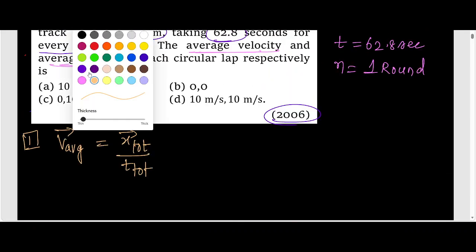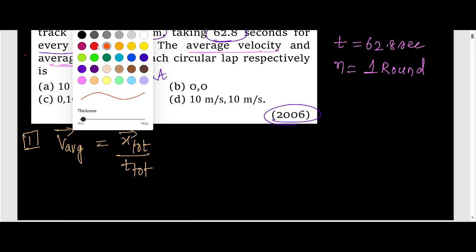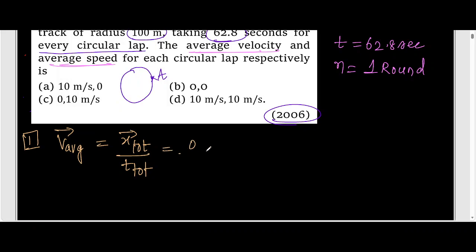The body is performing circular motion. Imagine it has started its journey from point A. For one round, where will be its end point? End point is also at point A. That means initial and final positions both are same. So there is no shortest gap, or there is no gap at all. So what is the displacement here? Displacement is 0. And time is how much? 62.8. So 0 by anything, it is 0. So what is the average velocity? 0 meter per second. So you can eliminate option A and option D.